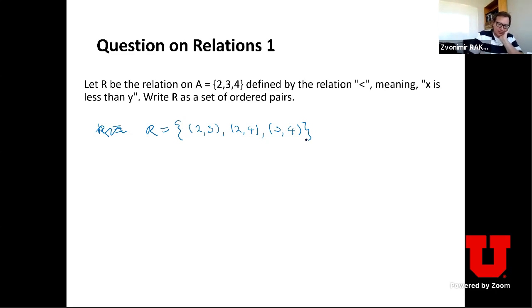Another version of this question will be: draw an arrow diagram for this. So you would draw elements 2, 3, 4, and you would have arrows from 2 to 3, 2 to 4, and 3 to 4. So this would be an arrow diagram for this relation. Any quick questions about this one?